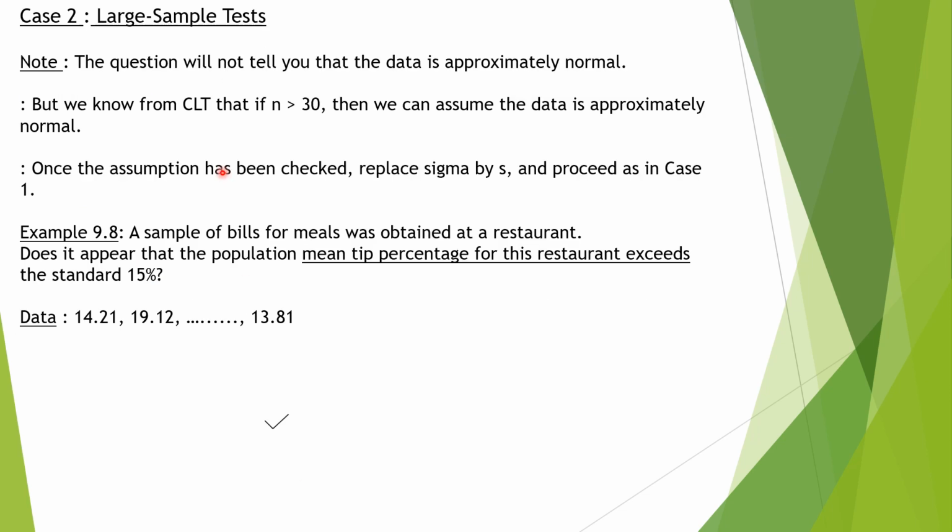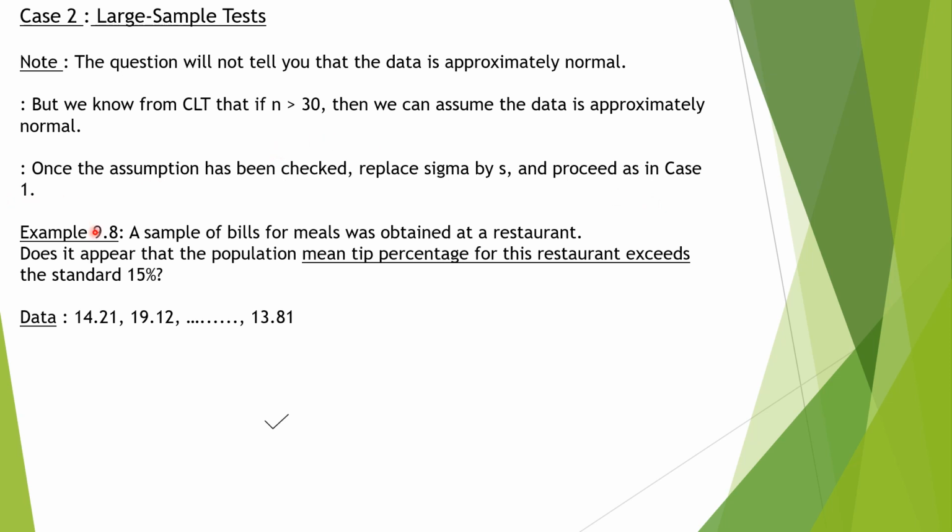Okay, now let's have a look at the second case, which is a large sample test. In such questions, you will be given a very large sample, such that your n will be greater than 30, so you can use the CLT. The question will not tell you that the data is approximately normal, but from the CLT, we can assume that it is approximately normal. Once the assumption has been checked, you replace your sigma, the population standard deviation, by S, the sample standard deviation, and you proceed as in case 1.